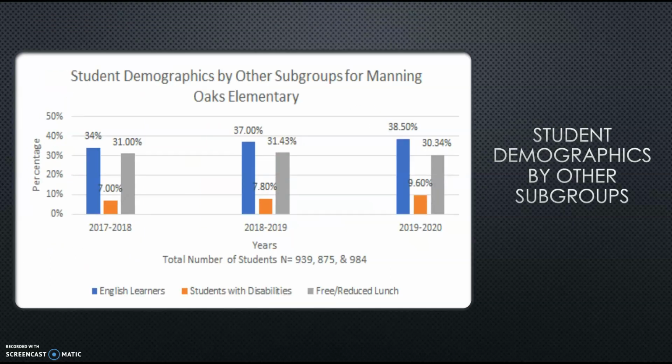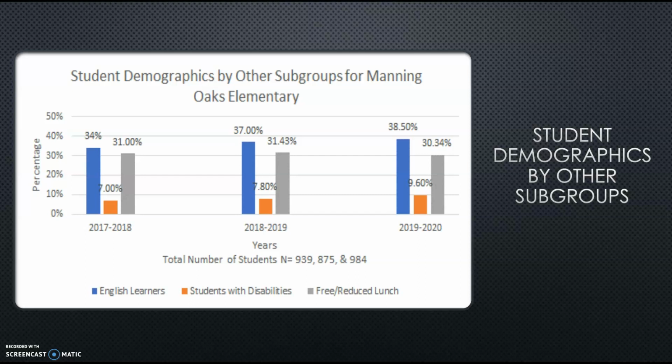Taking a different look at the student demographic data, we will examine the other subgroups. The subgroups included in the data are English language learners, also seen as limited English proficient on other graphs, students with disabilities, and students eligible for free and reduced lunch.